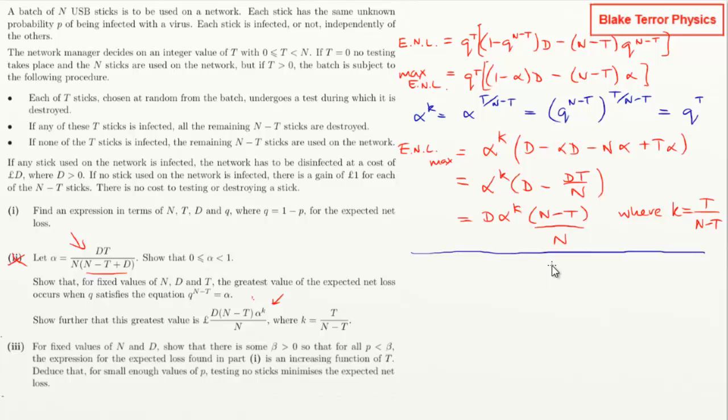Well, that kind of makes sense, doesn't it? Because if we've got a very low probability of infection, so say p is just hovering above 0, then we're better off just sticking all the sticks in, because we're getting £1 per stick. So the more sticks we can push through, the better. If you've got very small p, then you're going to maximize profit by just using them all, which is the same as minimizing the loss, isn't it?